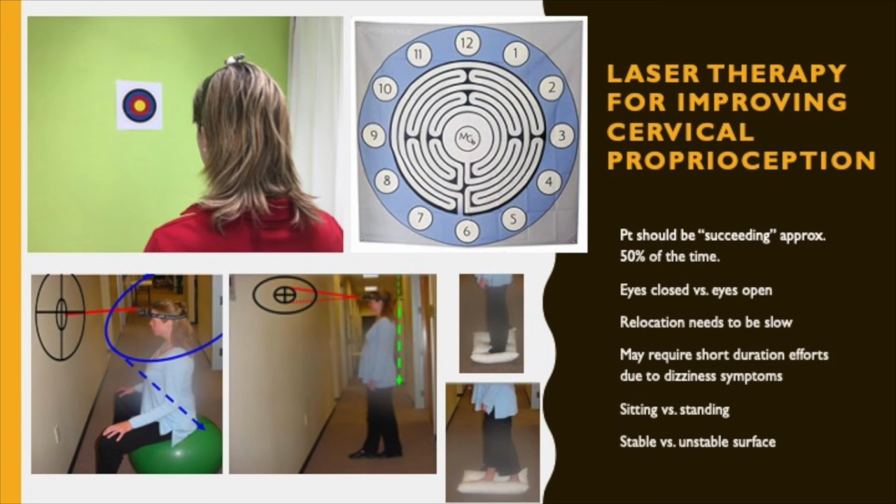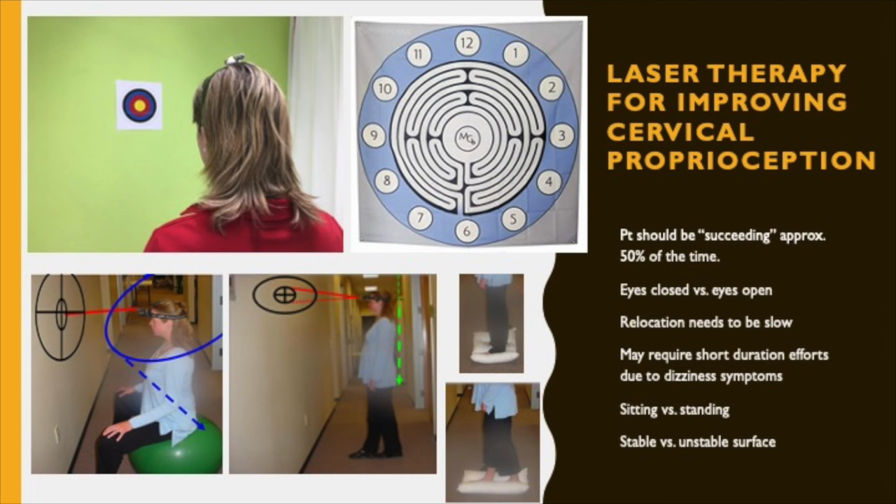Remember also that the relocation strategy needs to be slowed down. If they start going fast, it can indicate the vestibular system, which we do not want to include. And remember that these efforts likely will need to be short duration, given that these patients will likely become dizzy with this sort of work. And we can always challenge them in a variety of different ways, whether they're standing or sitting, on a stable or unstable surface, etc.